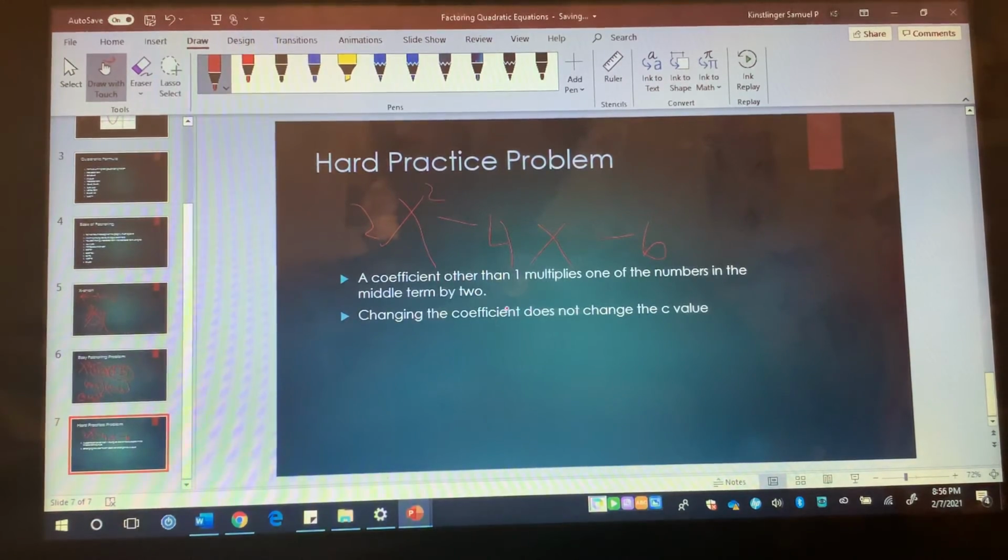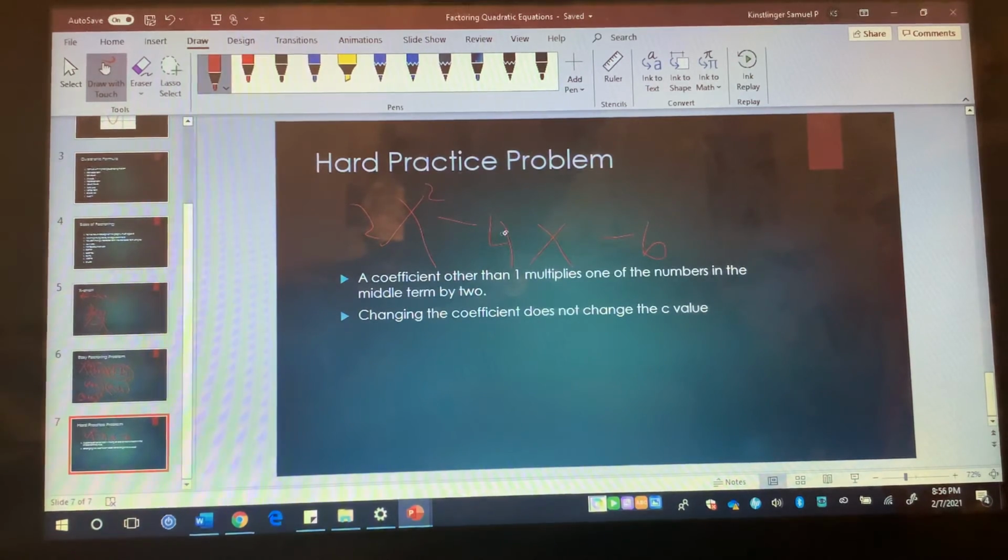Now, a coefficient other than 1 multiplies one of the numbers in the middle term by 2. For example, we know that two numbers have to add up to equal this middle term. One of them is going to be multiplied by 2 when you do the adding part. Now, changing the coefficient does not change this value over here, the constant, only this one. So the numbers still have to multiply to equal -6, but one of the numbers has to be added to 2 times the other number.